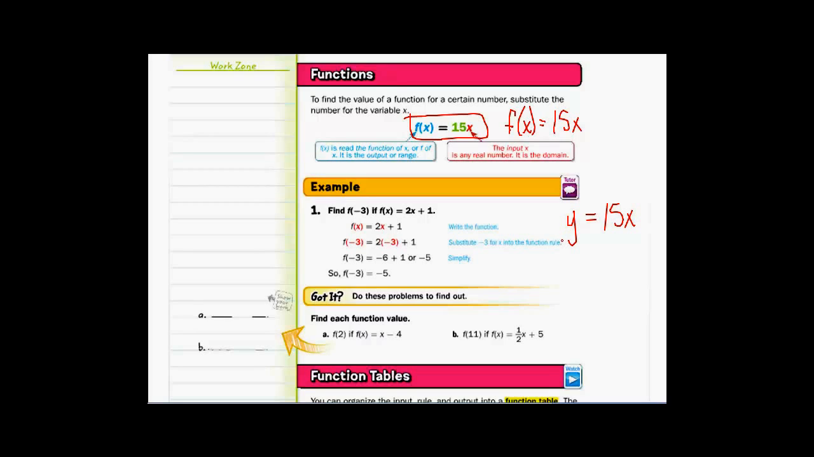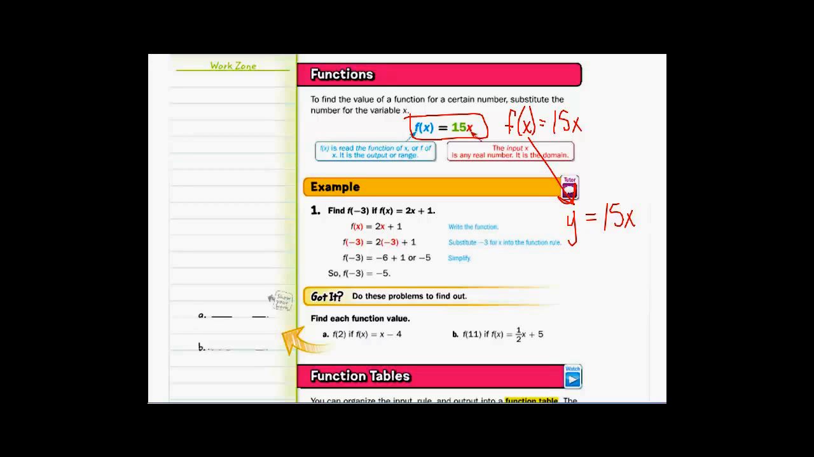A y. So F of X for our intents and purposes means y. Same thing. So how would you graph y equals 15x? Well, the same way you'd graph F of X is equal to 15x. So whenever you are later asked to graph these, that's what you're going to be doing. But for right now, it's just asking you to recognize the function notation.